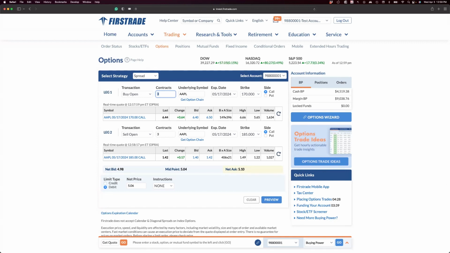What is the minimum buying power that you need to get level 3 options? That's a question for First Trade, so you're going to have to direct that question at First Trade support.